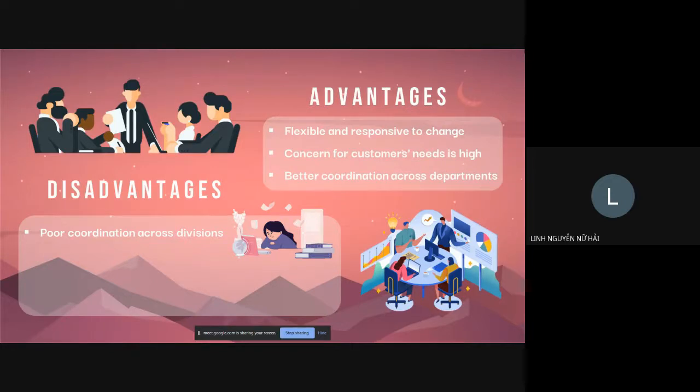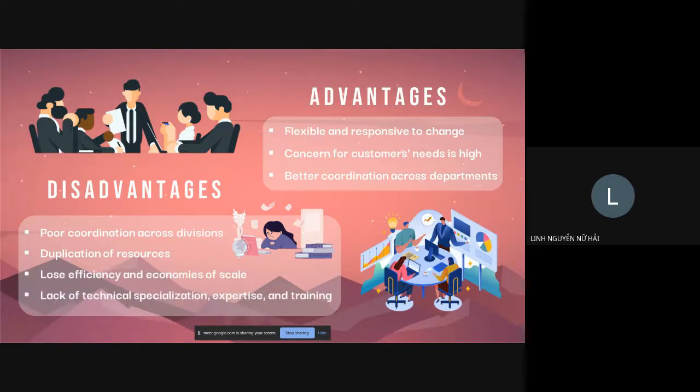Furthermore, as mentioned before, departments are duplicated in each division, and each division may have its own research facilities. This results in duplication of resources and the high cost of running separate divisions and also tax implication. In addition, the small size of department within each division may result in lack of technical specialization, expertise, and training.